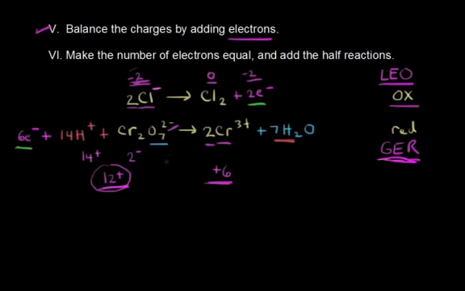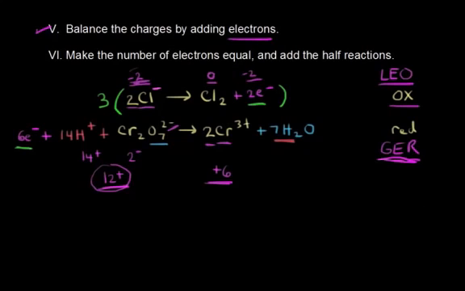And so the way to do that would, of course, be to multiply my first half reaction by 3, because if I multiply my first half reaction by 3, that would give me a total of 6 electrons, which is what we're looking for, making the number of electrons equal.